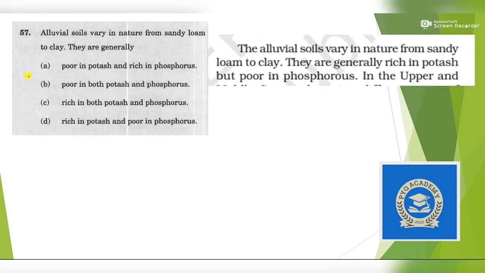Next question. Alluvial soil varies in nature from sandy loam to clay. This is directly given in NCERT, the soil chapter. They are generally rich in potash but poor in phosphorus. So this is our correct option.